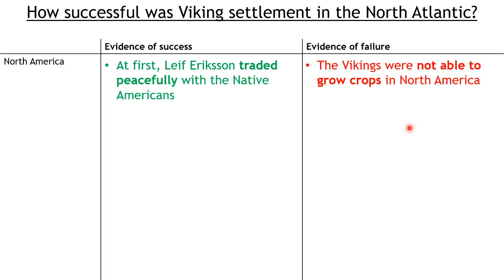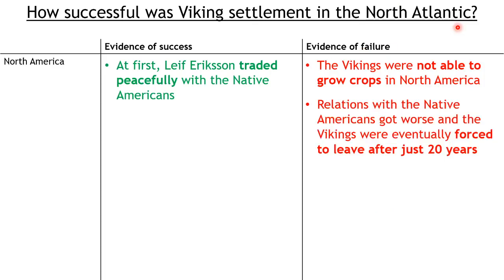On the other side, not able to grow crops, despite calling it Vinland, wineland, you weren't able to grow grapes or actually any crops in North America. And then, of course, despite friendly relations at first, relations with the Native Americans got worse, and the Vikings were eventually forced to leave after just 20 years. So you can pause the video here to finish, make sure you got all the detail in on both sides of that table, and then let's do some practice.